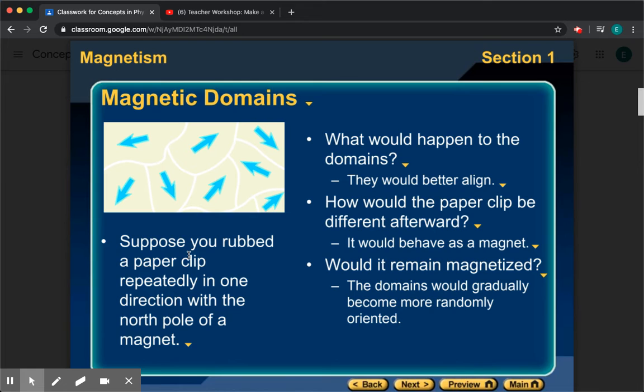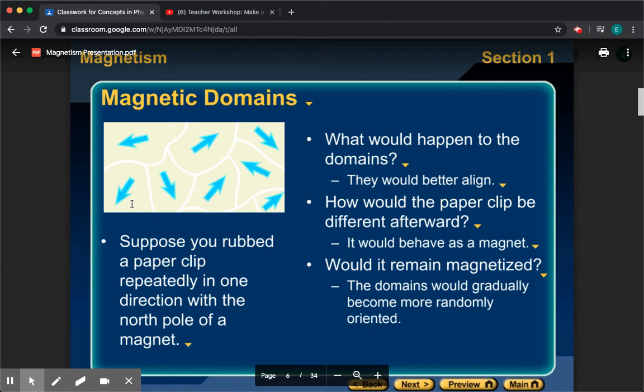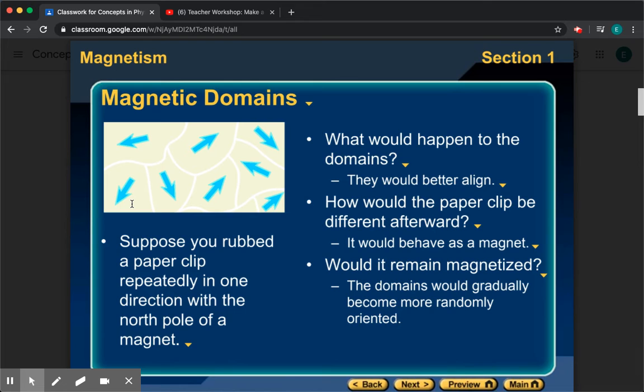But if you rub the paper clip on the magnet over and over again, eventually the domains, these arrows, will start to align themselves in one particular direction. And when that happens, you would transform the paper clip into a magnet. And you can use that paper clip to pick up other stuff. Now, it wouldn't remain that way forever. Eventually, the paper clip would become a normal paper clip again, but you can make it into a temporary magnet.